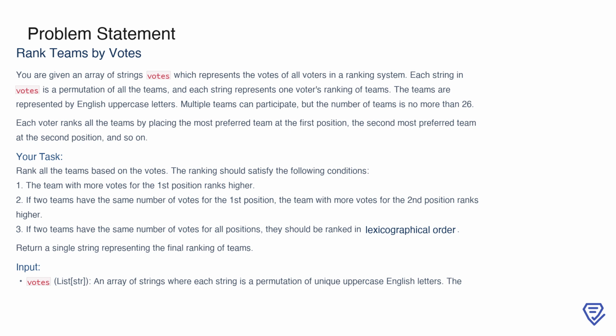To achieve this, the ranking must follow specific rules. Teams with more votes for the first position will rank higher. If there's a tie in the first position, the votes for the second position are considered, and so on. If all positions are tied, teams are ranked lexicographically. The output should be a single string representing the teams in their final ranked order.